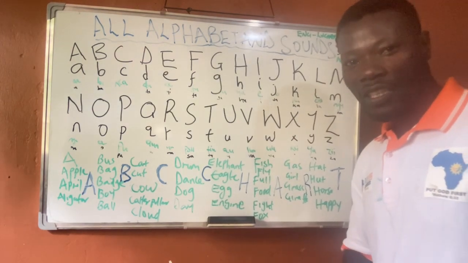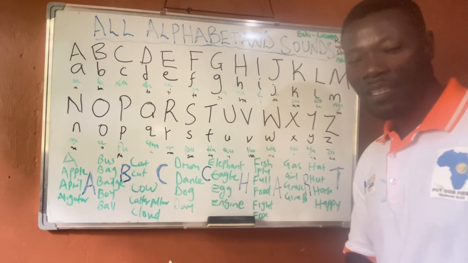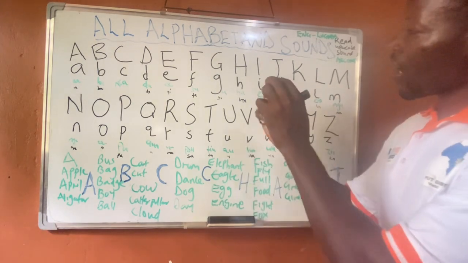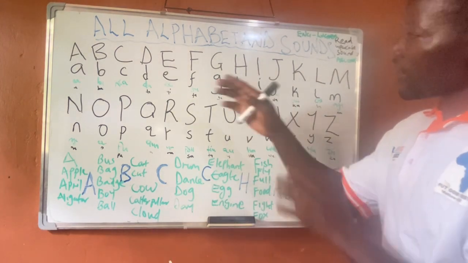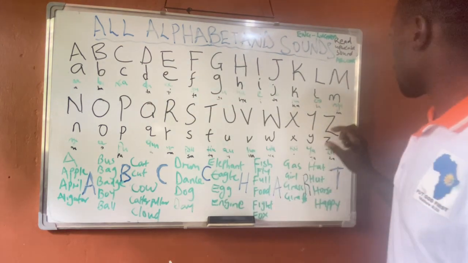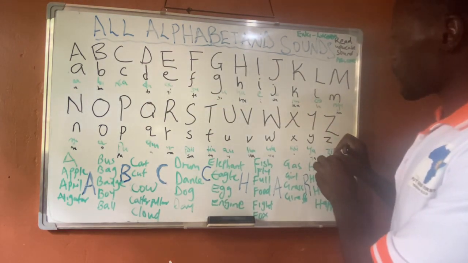In British English, it's Zed. In American, it's Zee. Okay, so now we are done reading the alphabets A, B, C up to Z. Okay?